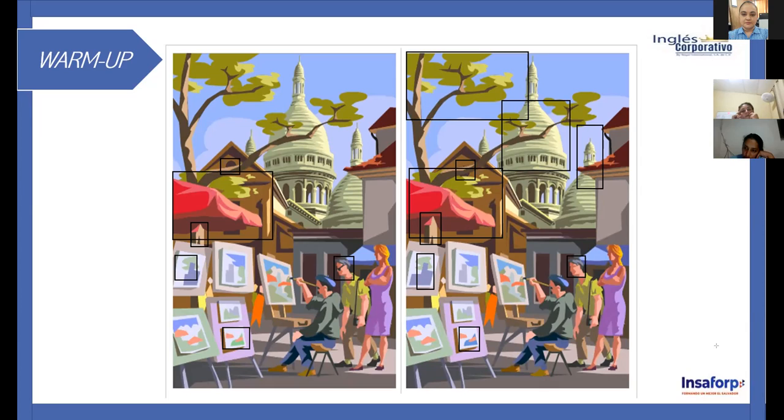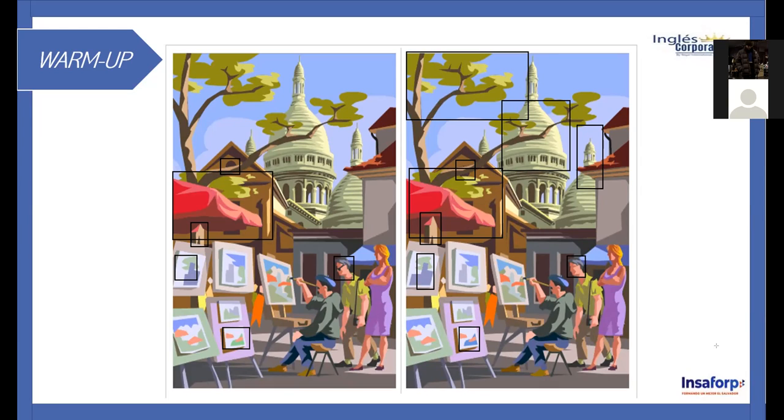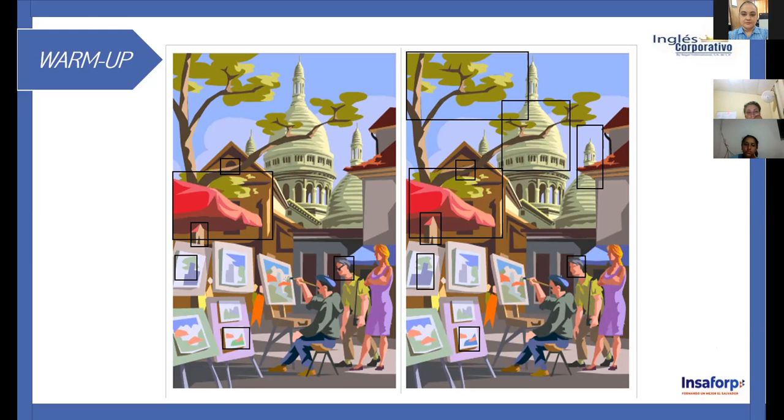Any other? No more? Okay, so what I'm going to do is share this in the WhatsApp group so you can play this game. Remember that the point of this exercise is for you to speak, right? Okay, let's go to the lesson. Remember that in this lesson, we're going to study more vocabulary.